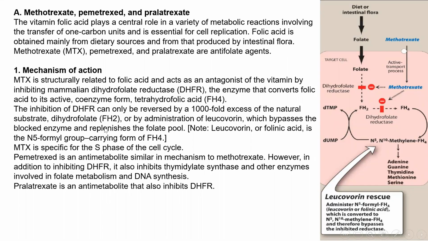We will see what these agents are targeting. All of them are targeting folic acid. Folic acid is a very important vitamin that is used during the cell cycle or cell replication. If it is not available, there is no availability for important building units, as we said in the previous slides, such as adenine, guanine, thymidine, methionine, serine. These are very important building units to form DNA and RNA. And here we have three major agents, as we said: methotrexate, MTX, pemetrexate, and pralatrexate.